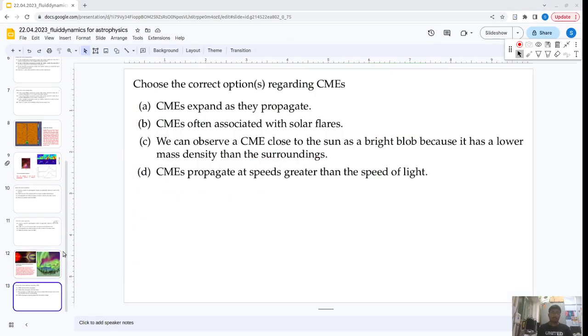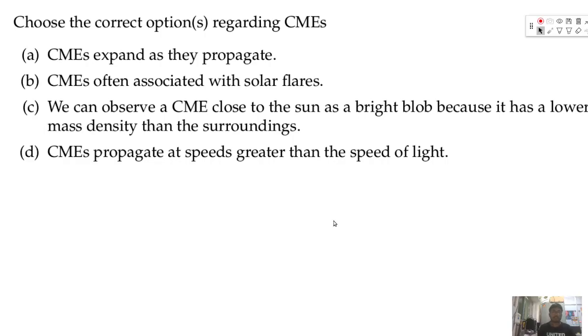Now if we come back to the last question here, so choose the correct options regarding CMEs. So CMEs expand as they propagate, which is correct. Why do they expand? Because the pressure is going to decrease, so that means they can expand, right? Then CME is often associated with solar flare, which is correct. We can observe a CME close to the sun as a bright blob because it has lower mass density than the surrounding, which is not correct, right?